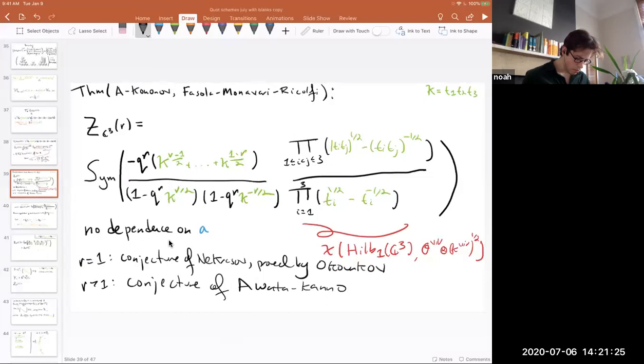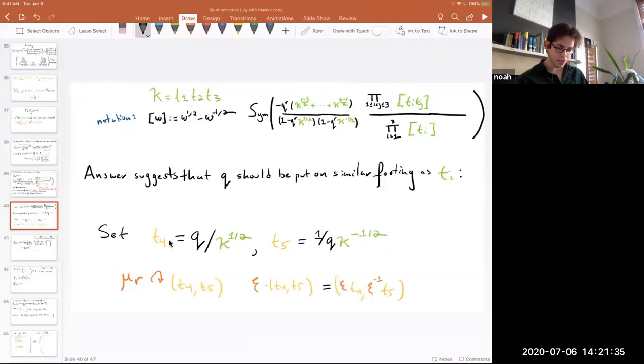Okay. So who is this character? I've rewritten it above with some slightly condensed notation, where this bracket denotes the difference between the square root and the inverse of the square root. And the answer here suggests that this variable Q should be put on similar footing with the rest of these variables Ti. And so how am I going to do that? Well, let me set two new variables, T4 and T5. I'll set T4 to be Q over kappa to the 1/2. Here, kappa is just the character of the weight of the anti-canonical bundle. It's just the product of T1, T2, T3.